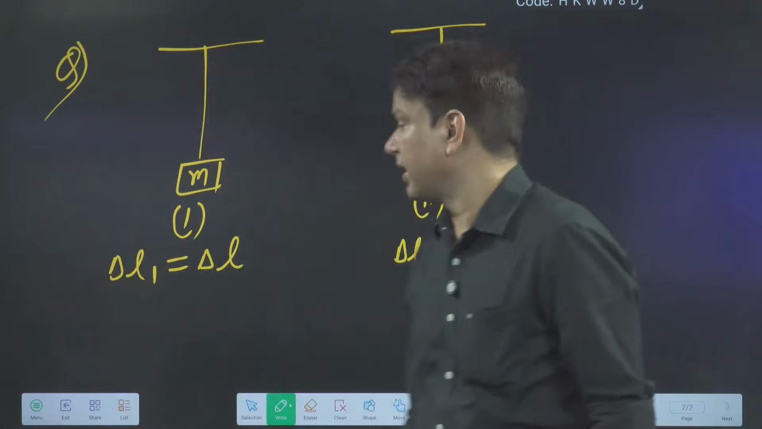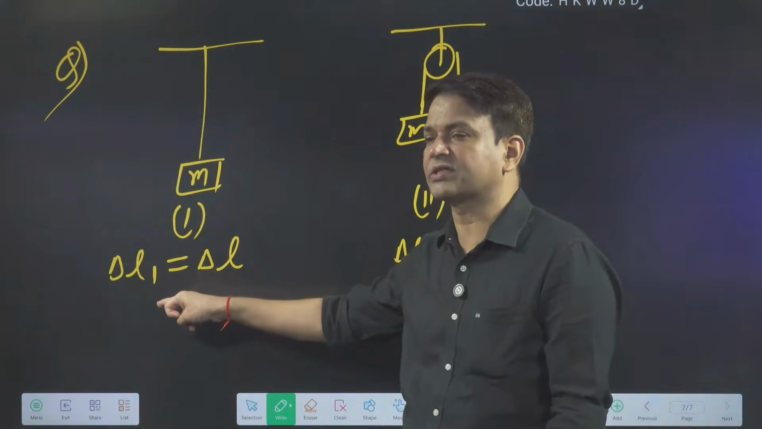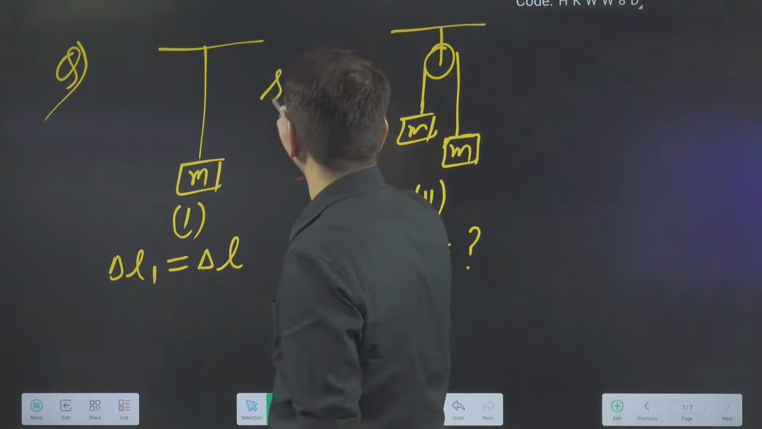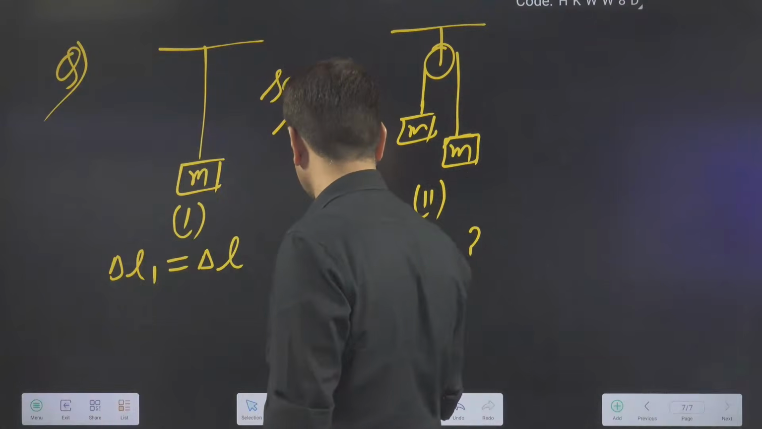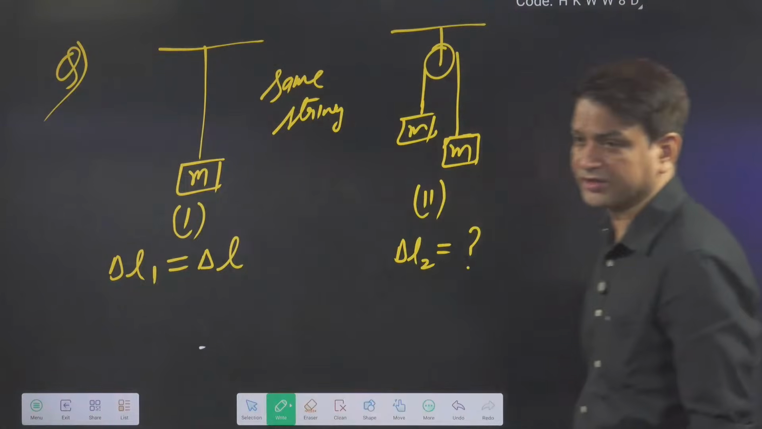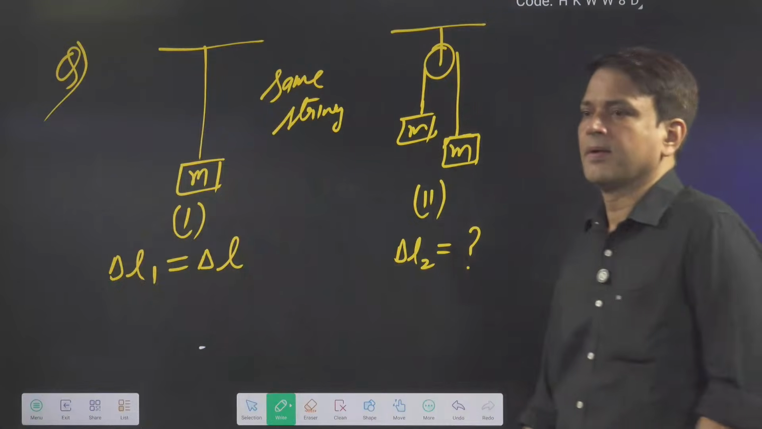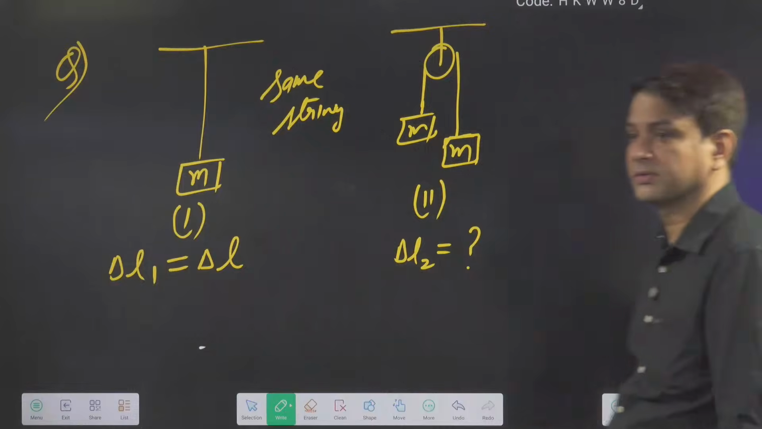Now here, if in the first case the elongation in the string is delta L, I am asking what is the elongation in the second case. Same string I took, I am asking the elongation in the second case. If in the first case I gave the elongation as delta L, then what is the elongation in the second case? Same.